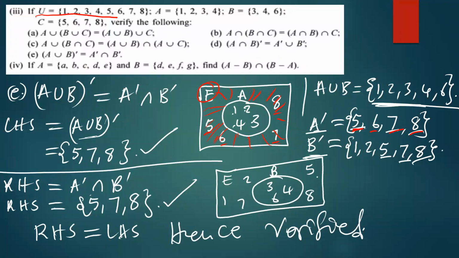So now if we have to find B complement, we're simply talking about elements that are outside set B. So these elements are what? We have 1, 2, 5, 7, and 8. So that's what it means. Have you gotten the concept?